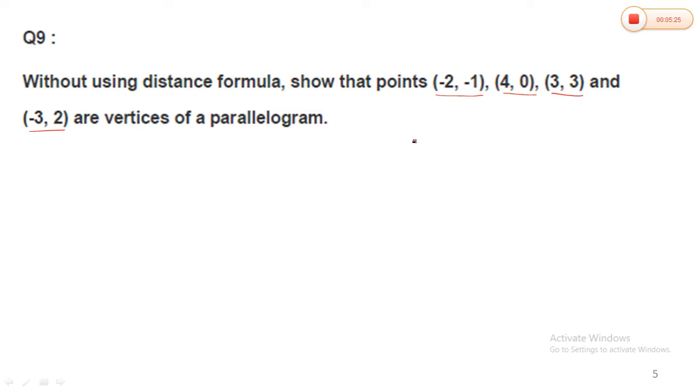So, here we have to prove that these are vertices of a parallelogram without distance formula. So therefore, we need not prove the opposite sides are equal. Instead of this, we use the slope concept. That is, we know that the slopes of parallel lines are always equal. So therefore, in this case, if slopes are equal, then the sides must be parallel.